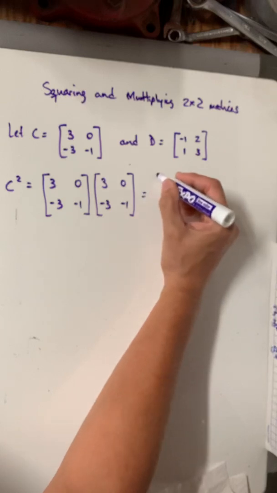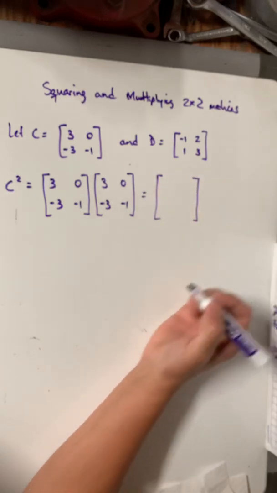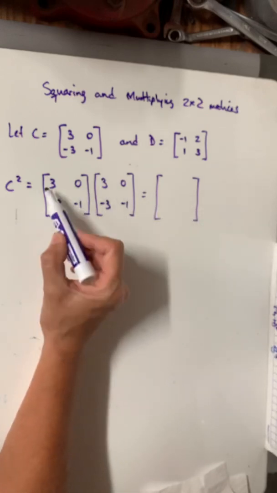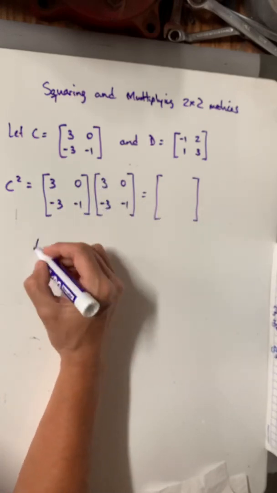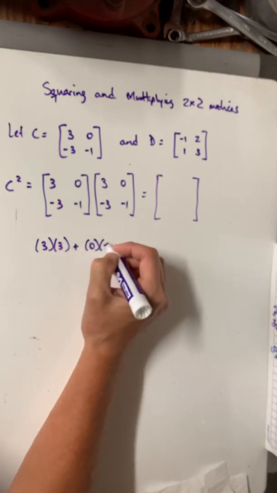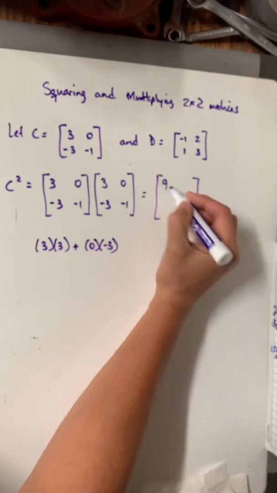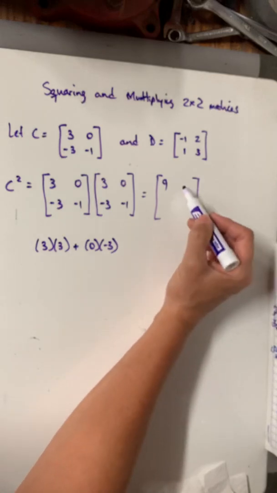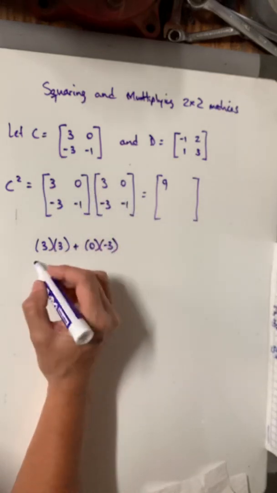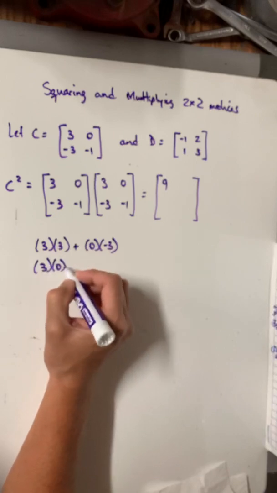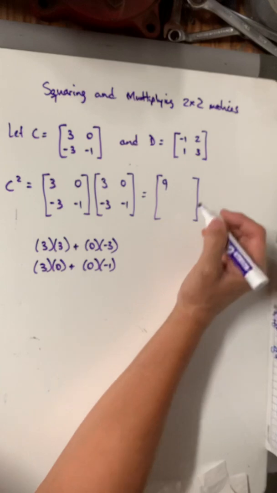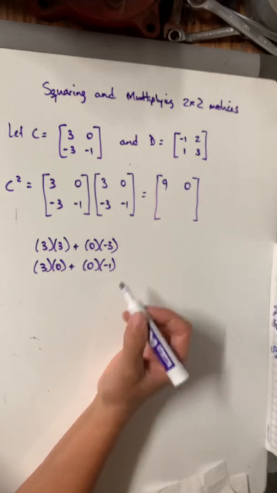Okay, again, I'm going to get a 2 by 2 as an answer. So this is the first row, first column. First row, first column. 3 times 3 plus 0 times -3 will give me 9. This is first row, second column. First row, second column is 3 times 0 plus 0 times -1 will give me 0.